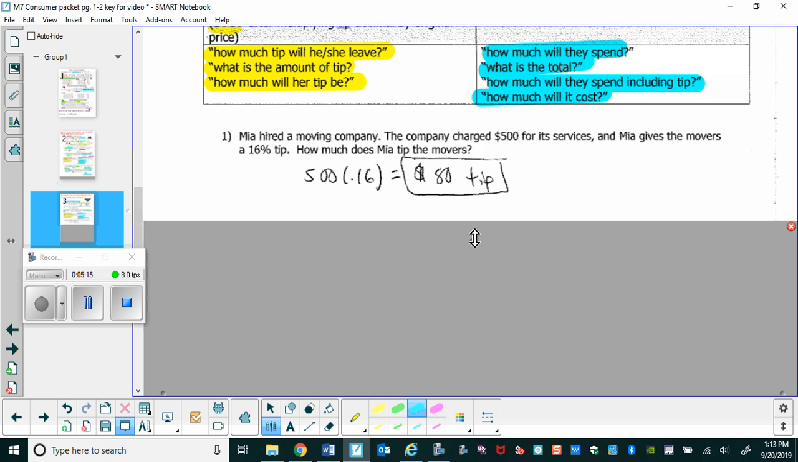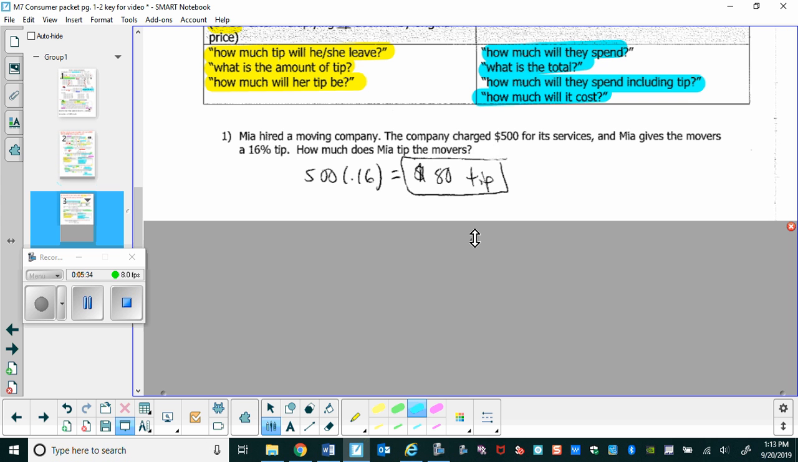All right, so for the first one about Mia, Mia hired a moving company, and the company charges $500 for its services. Mia then gave the movers a 16% tip. So how much did Mia tip the movers? So $500 times the 16% as a decimal, 0.16.